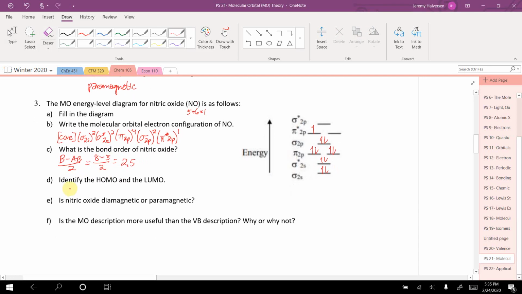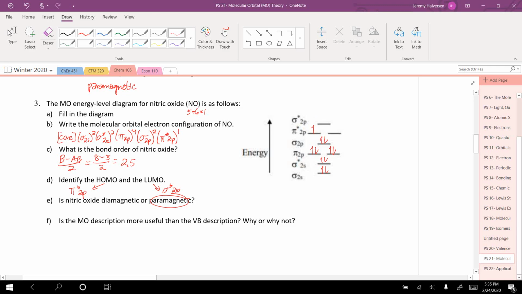HOMO-LUMO: the HOMO is the pi star 2p, and the LUMO is the sigma star 2p. You'll never have HOMO and LUMO be the same. So even though you have an empty orbital there, that's not the LUMO because the pi star 2p already has one. So they're always going to be different, just like that. Diamagnetic or paramagnetic? Paramagnetic, because we have a lone electron.